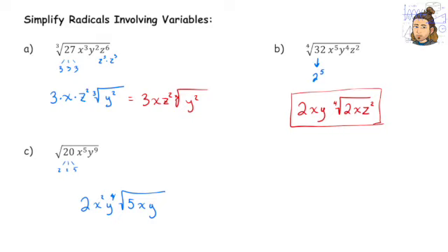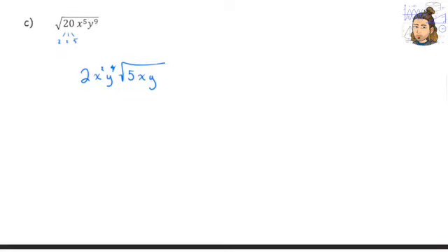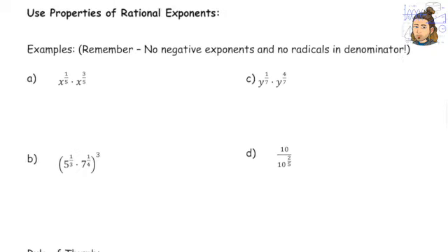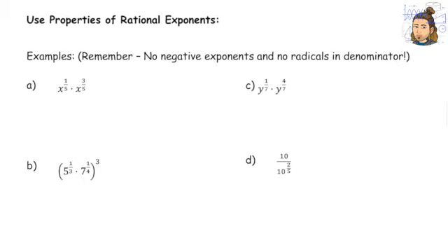Okay, so let's take the same idea of simplifying radicals with variables, but this time instead of treating it just as radicals, let's look at what we can do when we simplify these things and want to deal with them as rational exponents. Our goal when we're simplifying rational exponents is to make sure that we have no radicals in the denominator and we want no negative exponents. That's our goal when we finish simplifying these expressions.